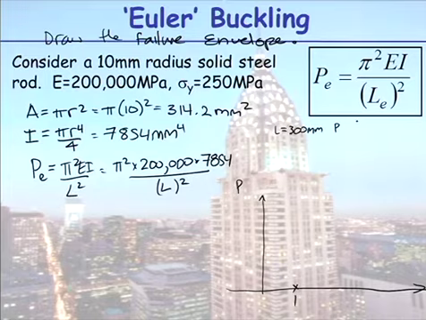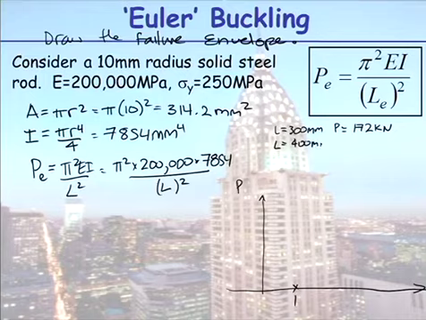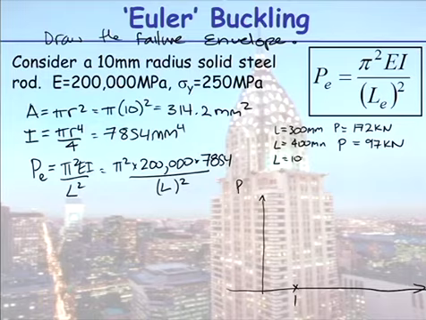My buckle load here is 172 kilonewton. When L here is 400 millimetres, my buckle load works out to be 97 kilonewtons. So the answer I will get out would be in newtons, and I'm dividing by 1,000. When L is a metre, I get a load of 15.